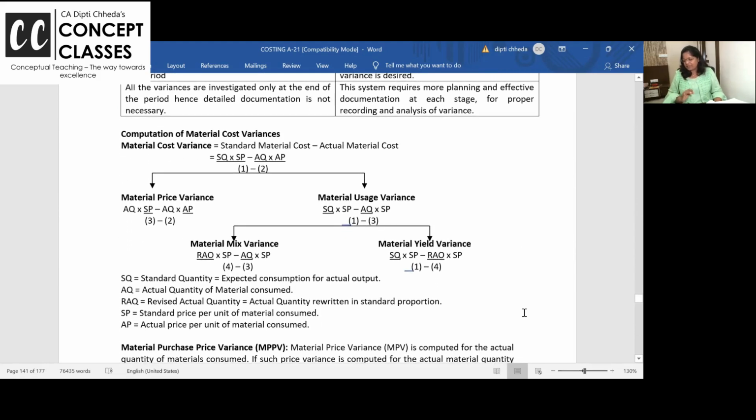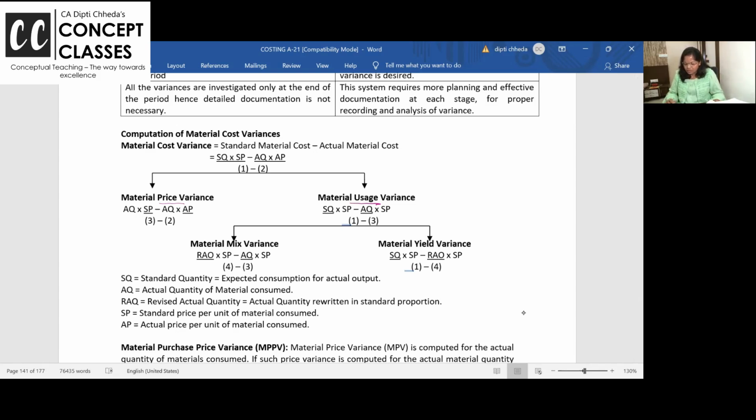Come, let us start first with material cost variance. Material cost variance is standard material cost minus actual material cost. Understand the name of the variance, then I'll share all the formulas also. Material cost variance is because of the price variance and because of the usage quantity. Standard is 19 kg, actual is 25 kg.